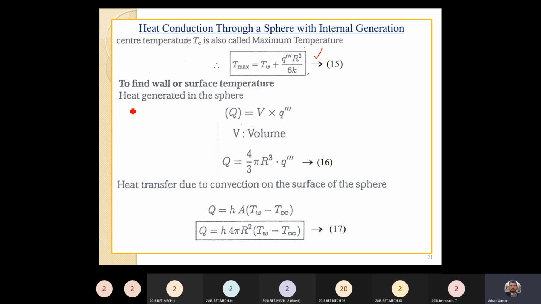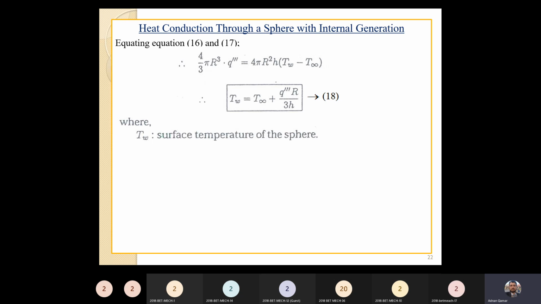To find wall or surface temperature Tw, you need to calculate heat generated within the sphere. Q is equal to V into q triple dash. So put the value of V here, 4 over 3 pi R cube into q triple dash. So this would be the heat generated within the sphere. Heat transfer due to convection on the surface of the sphere: you know that the convection heat transfer equation Q is equal to h A (Tw minus T infinity), and Q is equal to h, put the value of A, 4 pi R square (Tw minus T infinity).